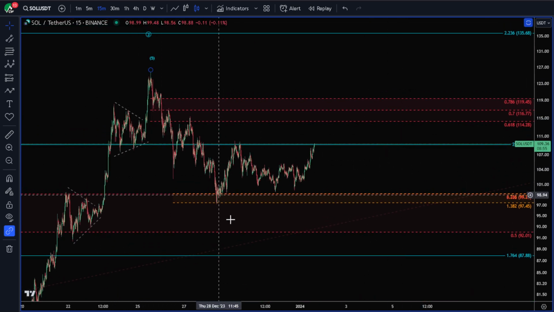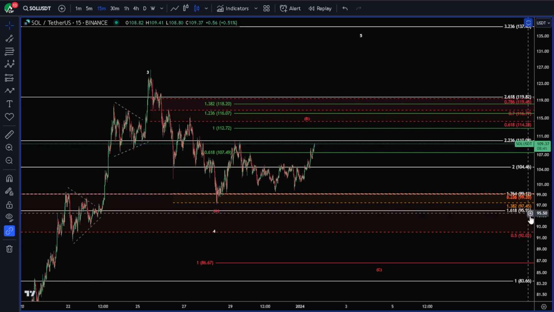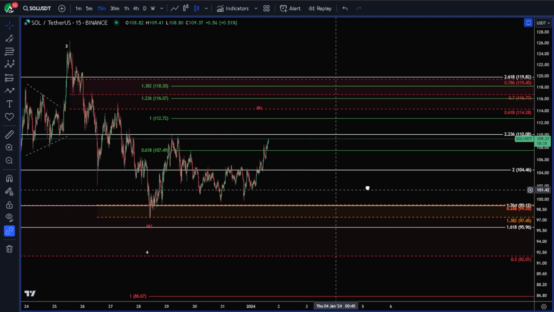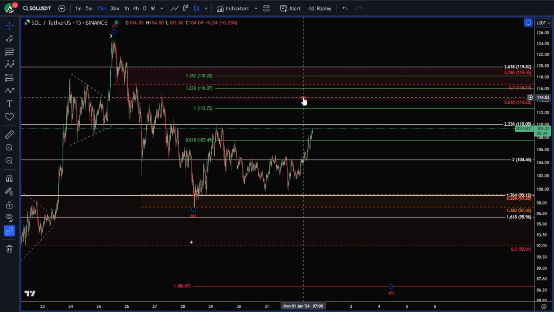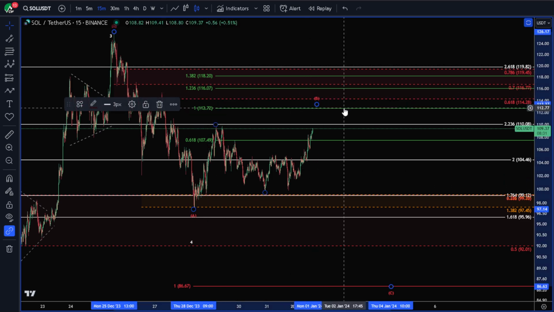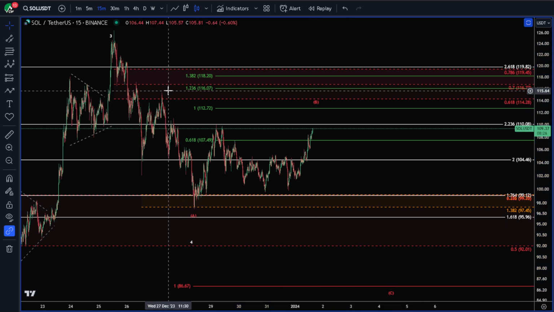We did get a three-wave move to the downside as an ABC. So we have our A wave in as a 3. When we get 3, we'd expect our B wave to be completed here shortly around the 1-to-1 extension, which is there at 112.72, and to hold this level. And we'd get a series of zigzags to the downside.